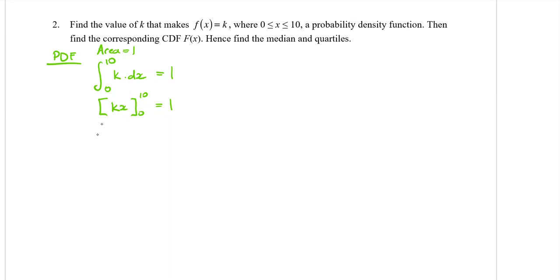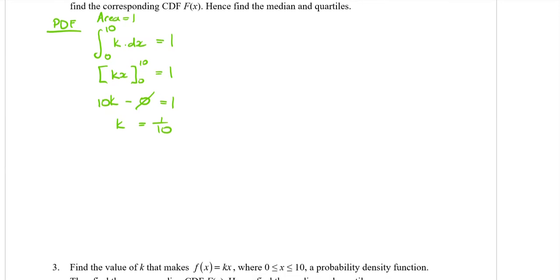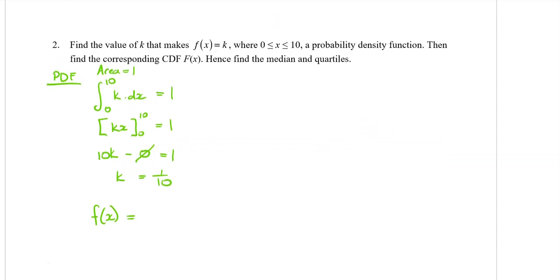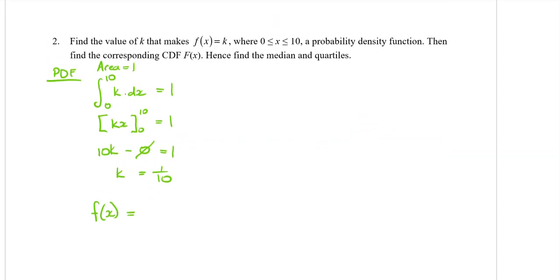Subbing in, I'm subbing that into the x, that's what we're integrating. So it is 10k minus 0k, which is just 0, equals 1, so I don't need the 0. And when I divide by the 10, I find out that k is equal to 1/10. This means that instead of having an equation for lowercase f of x as k, I now know that it is equal to 1/10. There's my PDF.